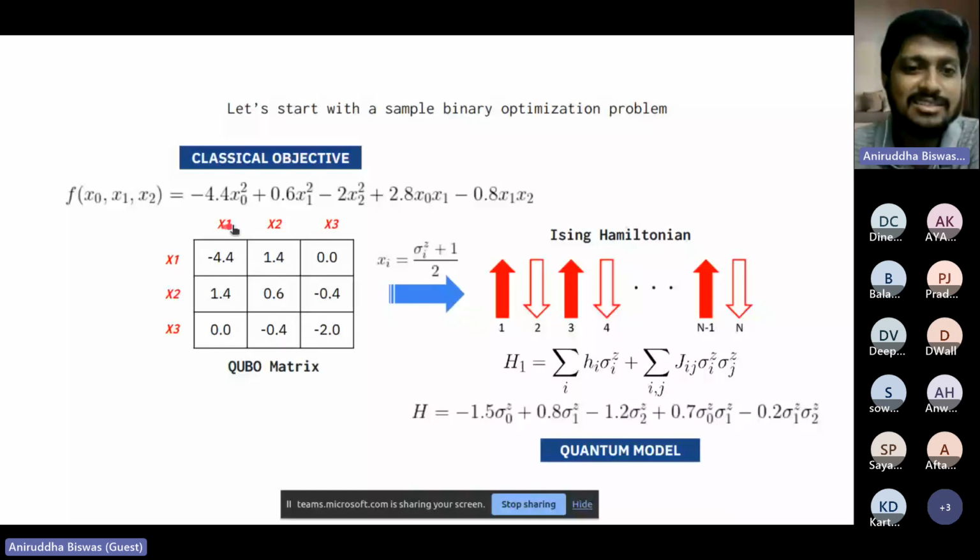So how are we getting this matrix from this expression? This minus 4.4 lies at the cross junction of x0 and x0. Similarly, if you do all the stuff, you will get this matrix. This is called the QUBO matrix. It is a very concise representation of the binary polynomial. You can get some other representations of the problem as well, which we will definitely talk about. This particular problem has 8 possible solutions.